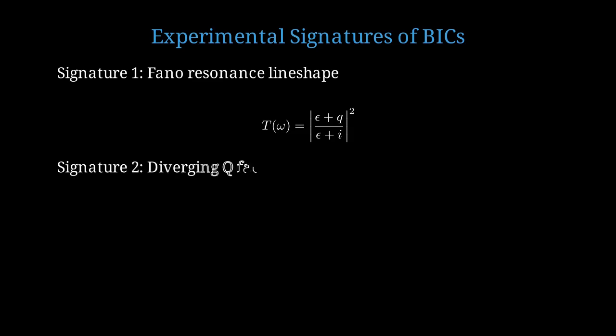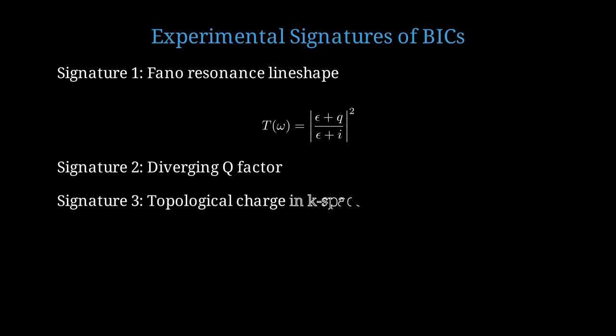The second signature is observing the q factor diverge as you tune toward the bound state in the continuum. You should see Q scale as 1 over α squared, where α is your tuning parameter. The third signature, for topologically protected bound states, is measuring the winding of polarization in momentum space. This requires angle-resolved spectroscopy with polarization analysis.